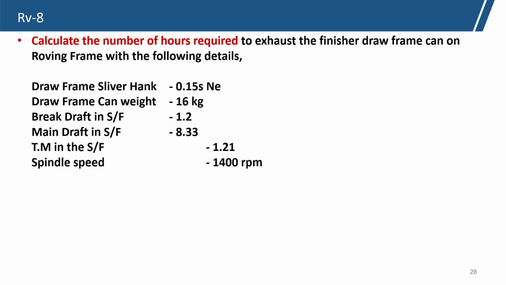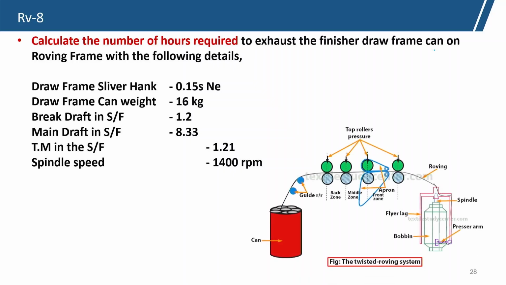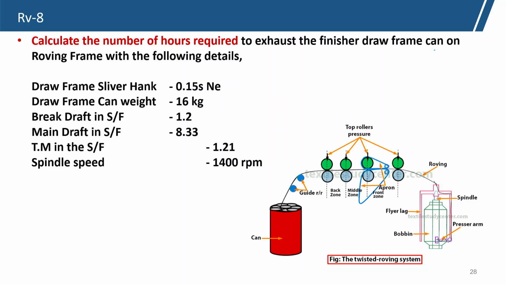Now, calculate the number of hours required to exhaust the finisher draw frame can on a roving frame with the following details. Now, if we see the roving, this is the roving frame, and in this can we have total draw frame can weight 16 kg. This is the net draw frame can weight. So, we are talking about the sliver content.